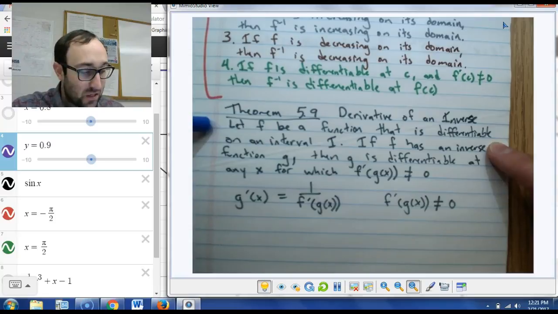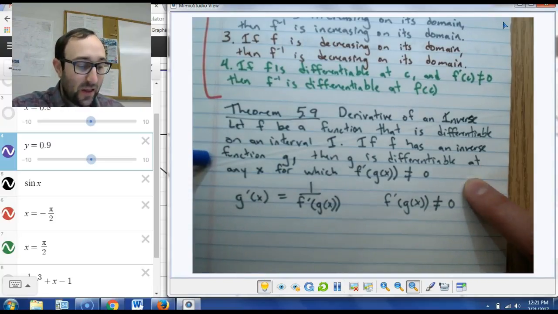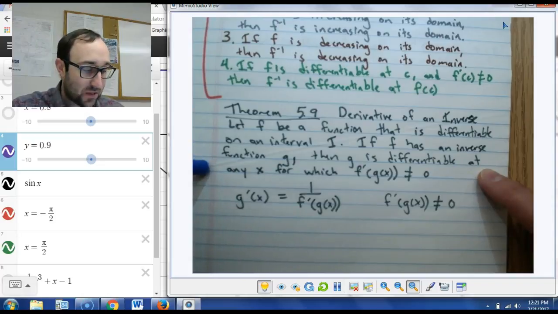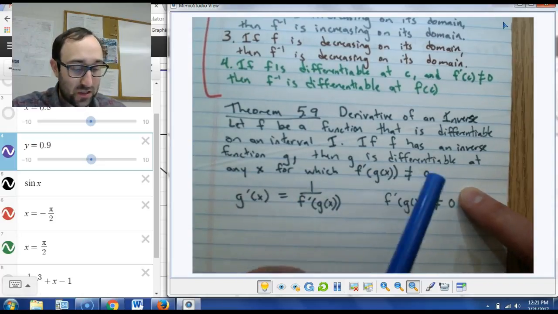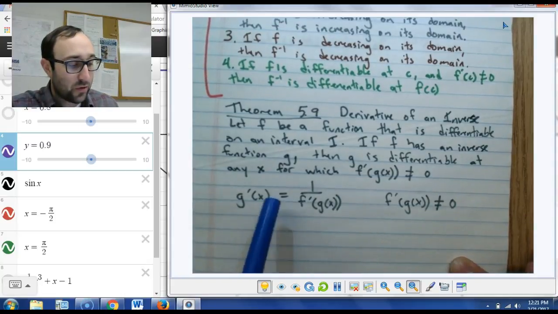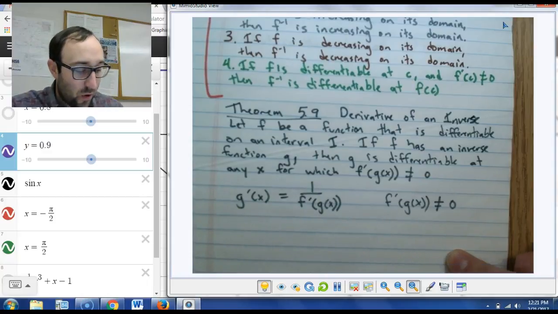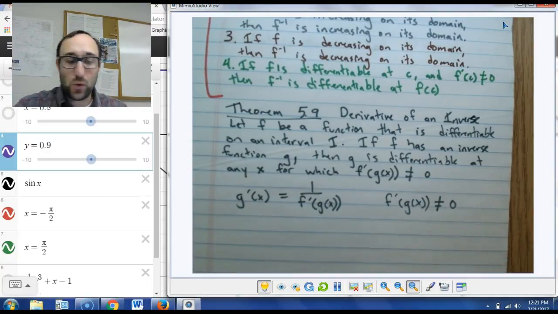Let f be a function that is differentiable on an interval I. If f has an inverse function g, then g is differentiable on any x for which f prime of g of x does not equal 0. And then we can also say g prime equals 1 over f prime of g of x, where f prime of g of x does not equal 0.